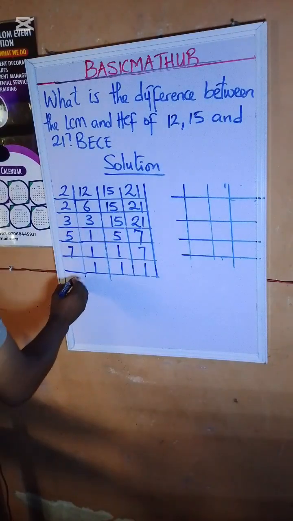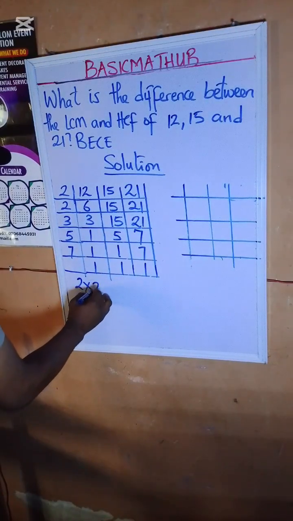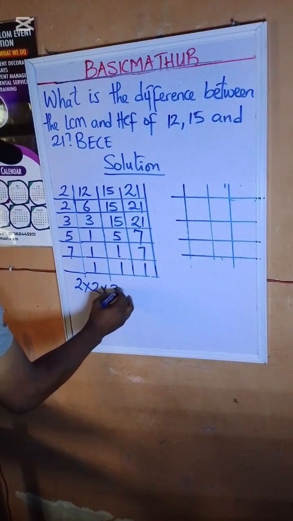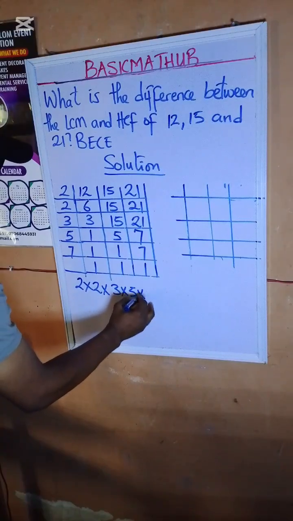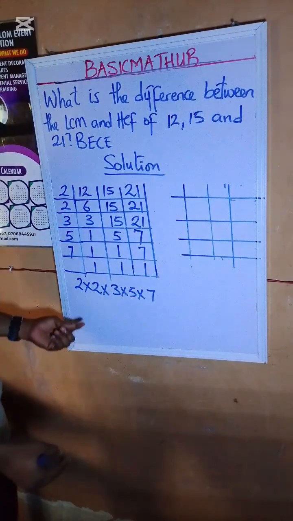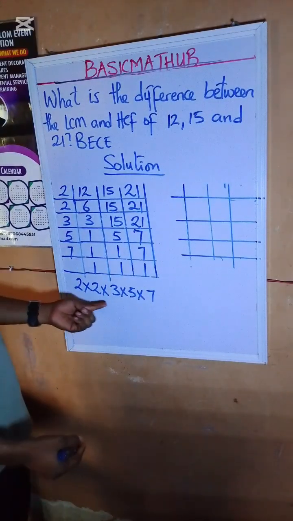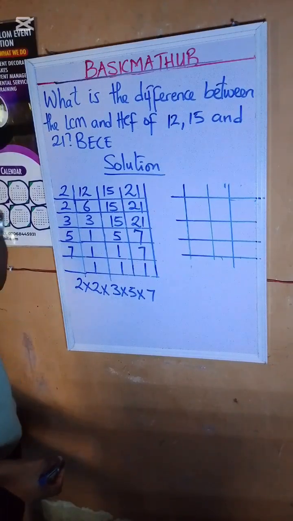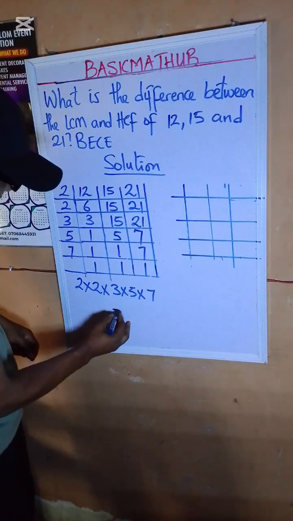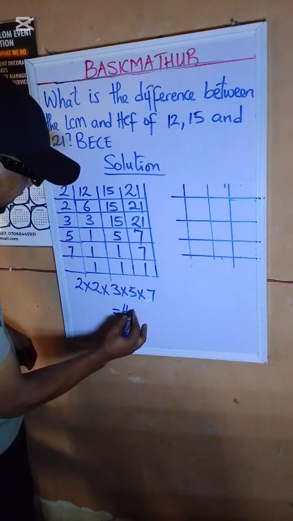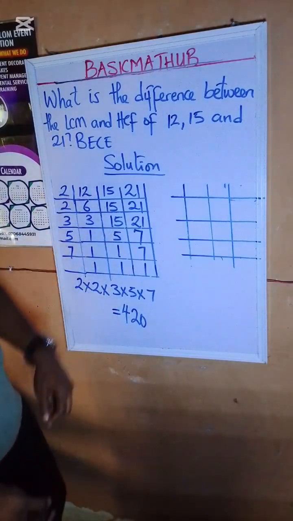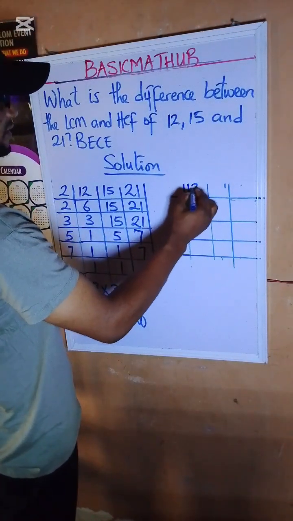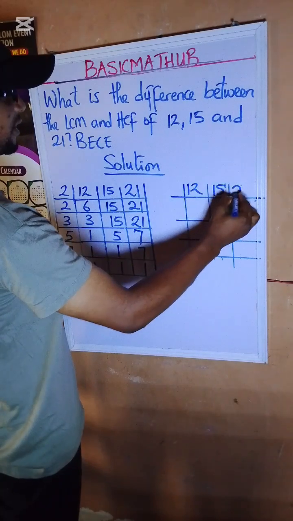So our LCM is going to be 2 times 2 times 3 times 5 times 7. Let's multiply through. 2 times 2, 4. 4 times 3, 12. 12 times 5, 60. And 60 times 7 will give us 420.